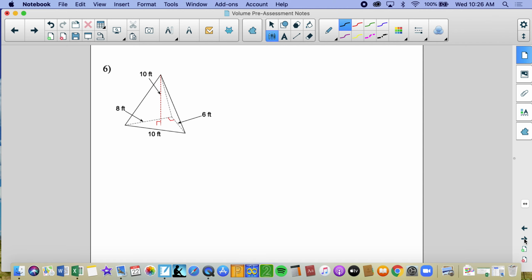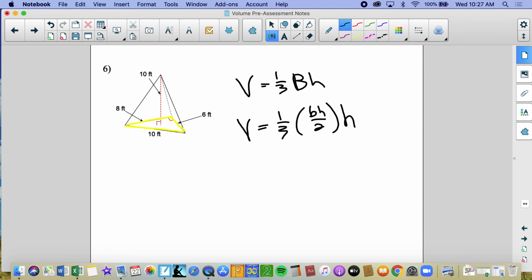Now we have a triangular pyramid. Still, volume equals 1/3 times big B times H. All formulas for pyramids and cones, single base figures, are going to be volume equals 1/3 big B times H. What's my base shape? It's a triangle. So I'm going to fill in the area for a triangle formula.